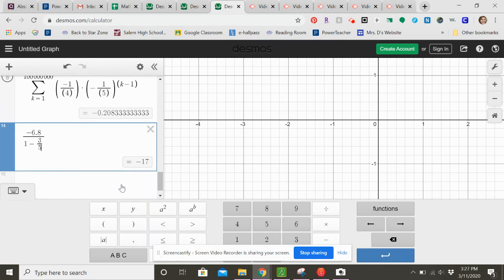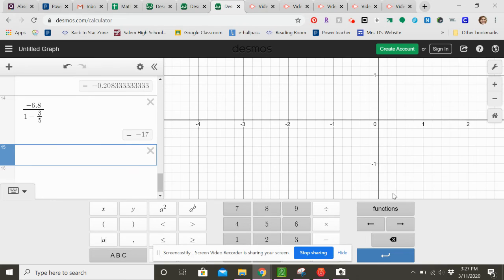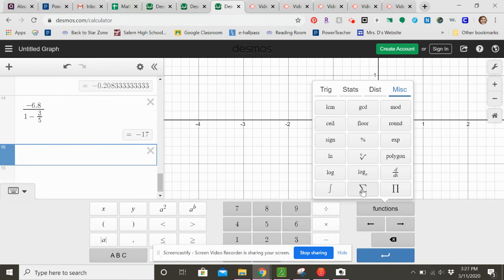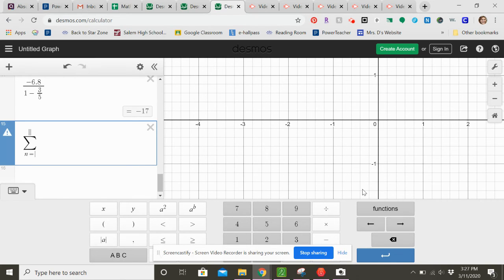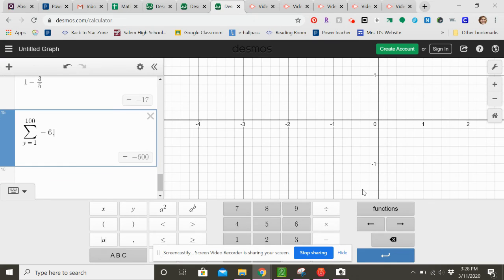If I want to use the sigma notation, the input gets a little trickier, but it's fairly straightforward. They are using a y variable there. So y is from 1 up to infinity. Now I'm just going to go with 100. See if that gets me my final answer. I'm going to input my function.